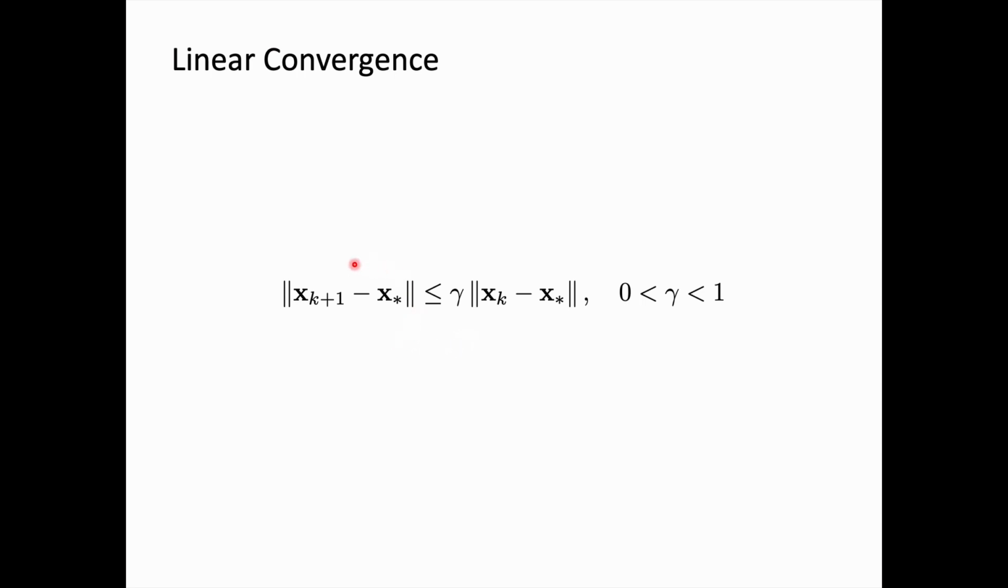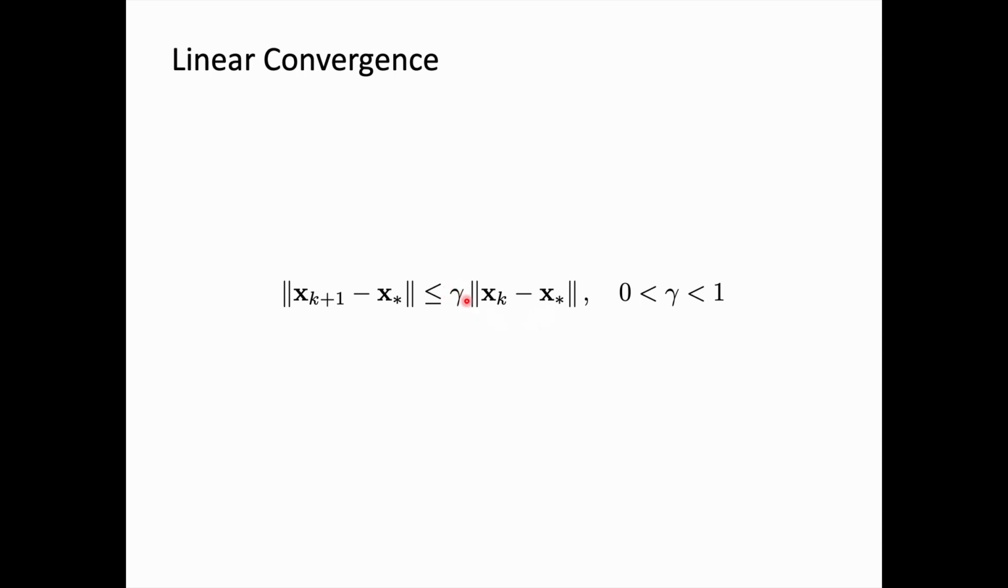So what does the left-hand side mean? Well, this is the distance our updated point is from the solution. And then here on the right-hand side, that's the distance that the old point is from the solution. And then what's gamma? Gamma here is a scalar that's between 0 and 1. And so if gamma is less than 1, then we're saying that this distance needs to be smaller than this distance over here.